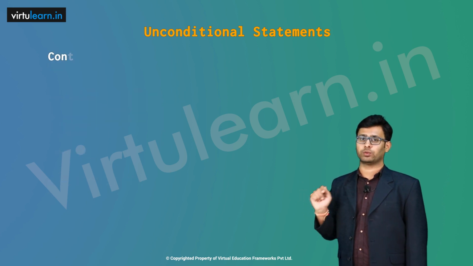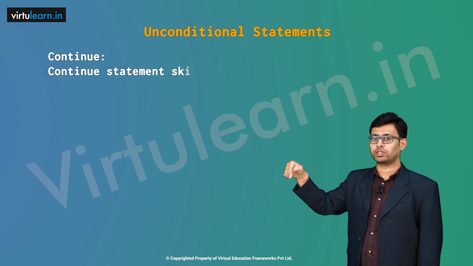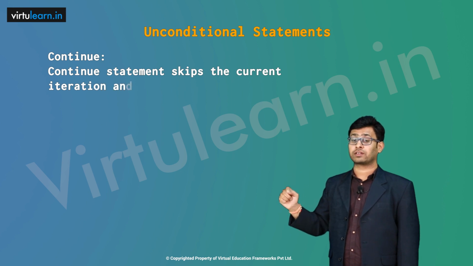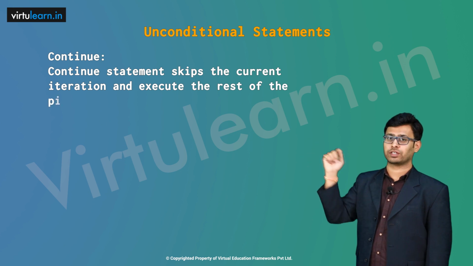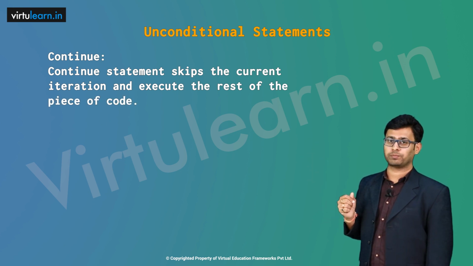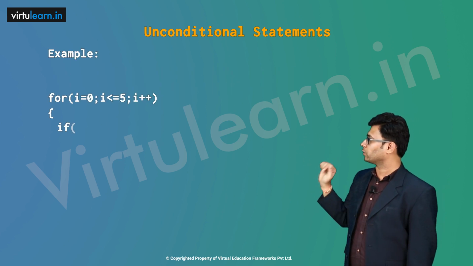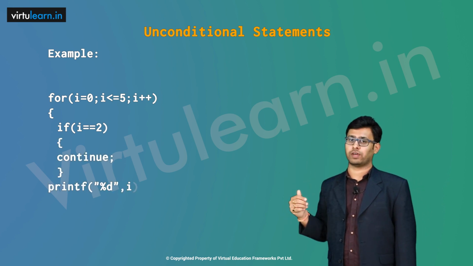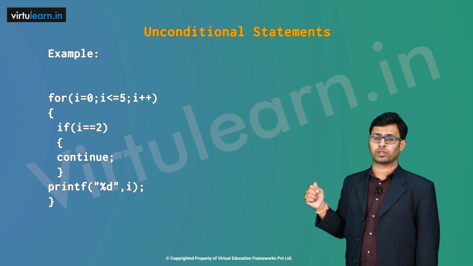The next one is continue. As we have seen, break comes out of the block. Continue will skip the iteration and execute the rest of the piece of code. Instead of writing break, if I write continue, then instead of printing that value 2, it prints the rest of all values. We can see in detail when we go with the practical session.